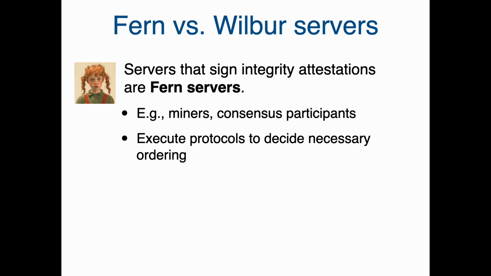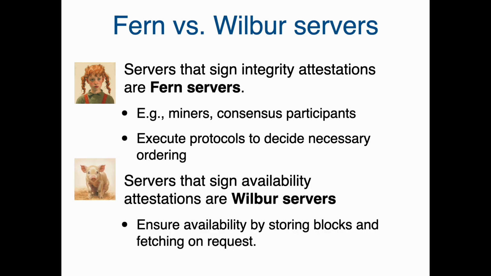And in general, if you have some kind of consensus protocol, then the consensus protocol participants are acting as Fern servers. So they're going to execute some kind of protocol or do some work, generate some evidence that decides what is the ordering and what is the structure of the data structure that we care about. And then we also have servers that are generating availability attestations. So we call those Wilbur servers. So they are going to make sure that information is actually stored and accessible. And so they issue availability attestations, and they also provide information on request.